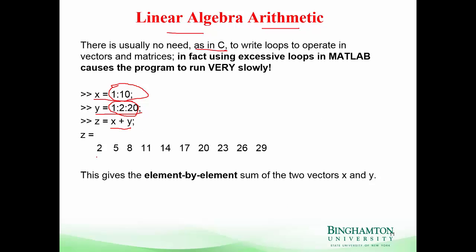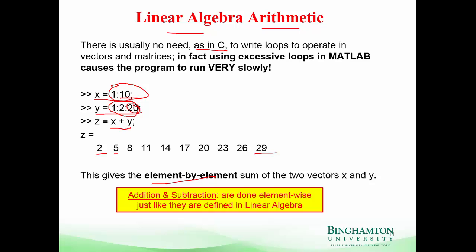So we have the 1 plus 1 gives us 2. Then our next element is, oh goodness, what do I have here? My next element would be 2 here, and it would be 3 down here. So yes, it adds to 5, and so on. And notice that we don't hit the last 20, we hit 19. So 10 plus 19 gives us 29. So it just goes element by element, just like we would expect. And subtraction would work exactly the same way. So addition and subtraction of vectors is done element-wise, just like we defined in the linear algebra part of the course.